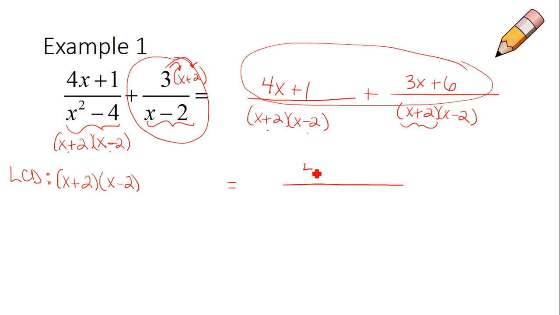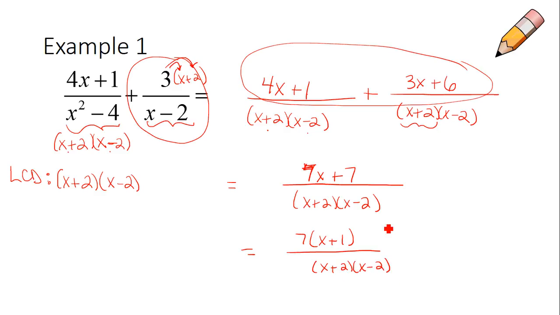4x plus 3x would make 7x, and 1 plus 6 would make 7. So this is the new numerator of my fraction. Now it could be that I could break apart that a little bit, factor it. If I take a 7 out of that, it turns into 7 times x plus 1 over x plus 2, x minus 2. Done deal. There's my final answer.